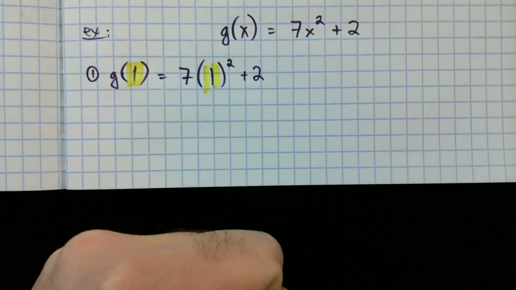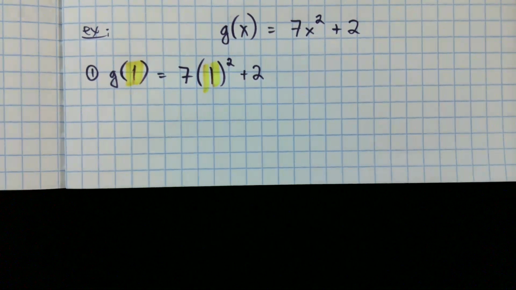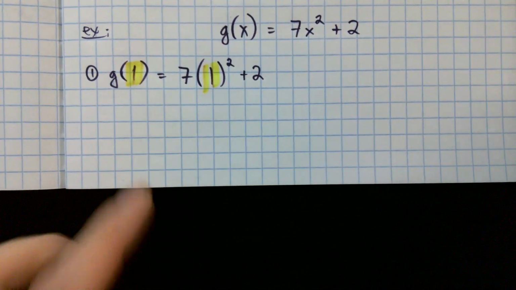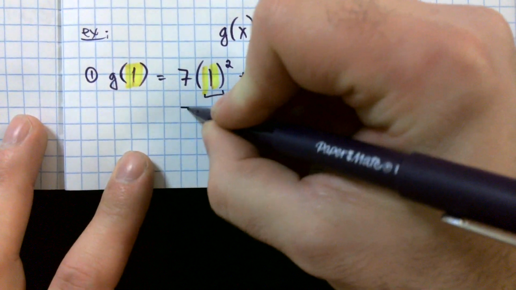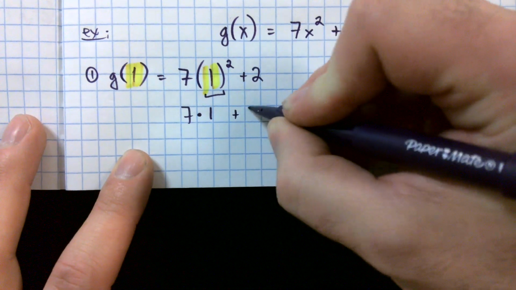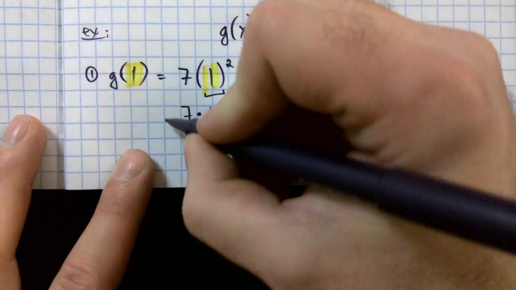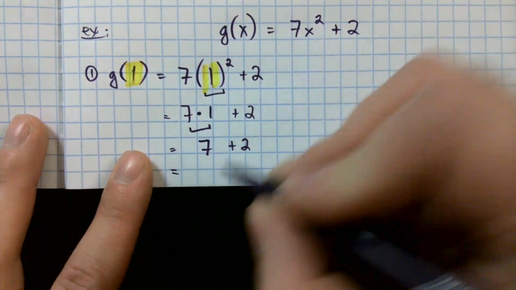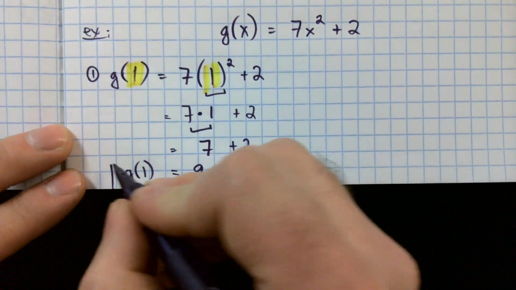All right? Give me a thumbs up if you're with me so far. So these numbers, they're just going to give you in the book. It's whatever it says to plug in, you're just going to plug it in. Now let's solve this. What is 1 squared? 1. Okay, so I've got 7 times 1 plus 2. What's 7 times 1? 7. Am I going too fast? No. Okay, what's 7 plus 2? 9. So g of 1 is equal to positive 9.